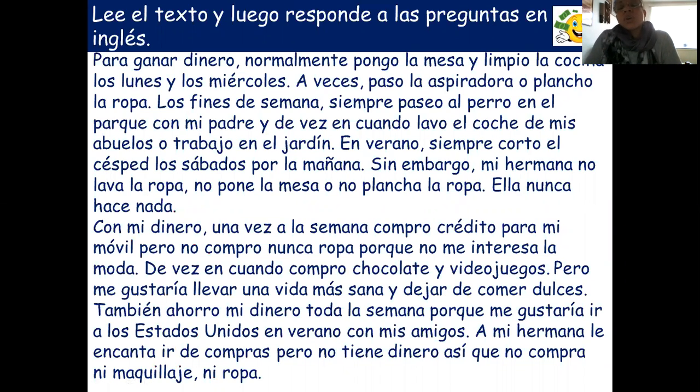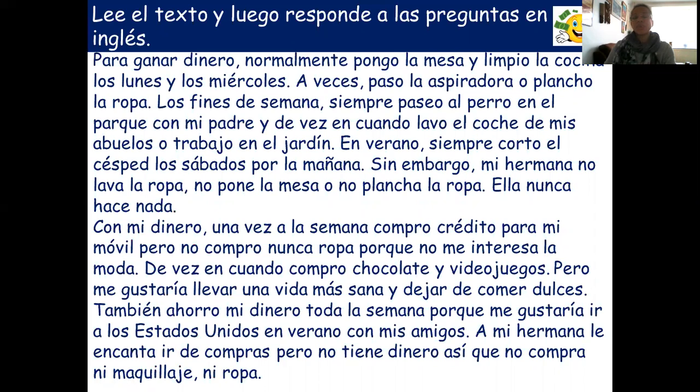Now you are going to do the following activity. Lee el texto y luego responde a las preguntas en inglés. So you are going to read this text and you are going to answer the following questions in English. My advice is that you take a picture of this because I cannot fit everything in one slide. So could you please take a picture on your tablet, on your mobile, and then answer the following questions, okay?